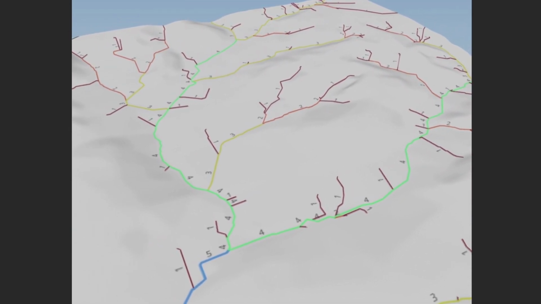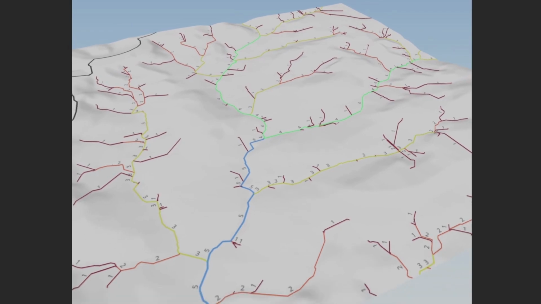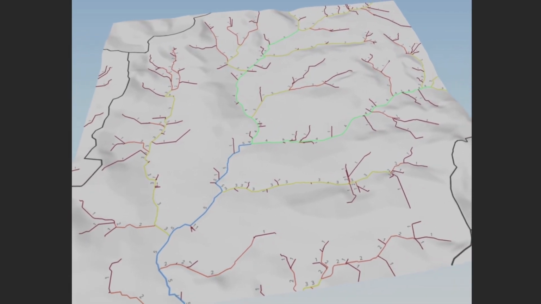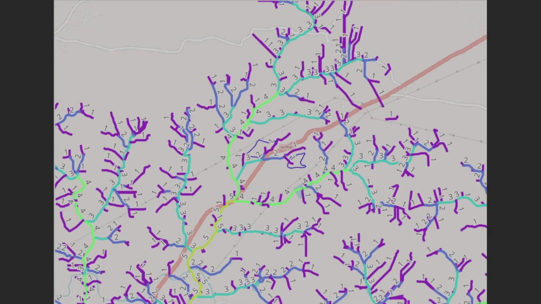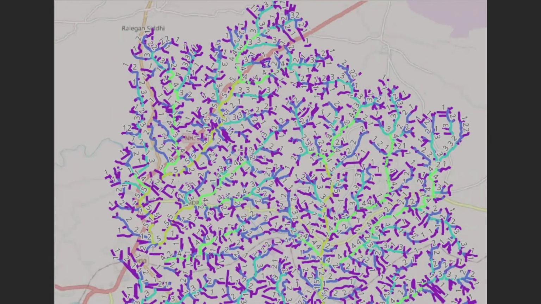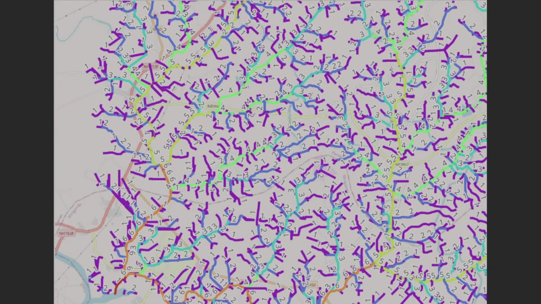Third-order streams. Spanning 100 to 200 hectares, a larger drainage network is reflected by third-order streams. Detailed insights into the terrain and water flow patterns at this scale are provided by slope and basin maps. Fourth-order streams, covering 500 to 1,000 hectares, a more complex drainage network is grown.